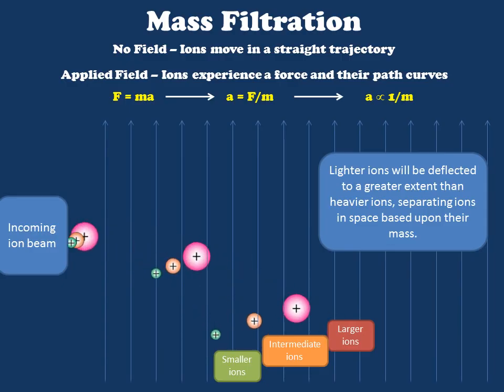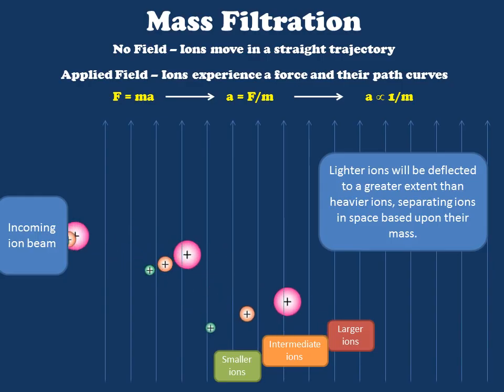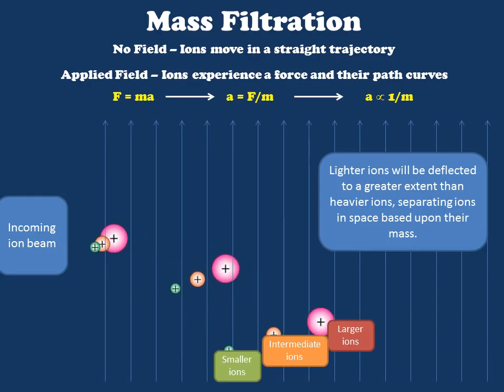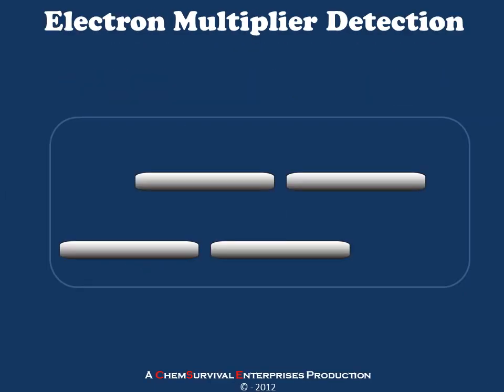So now that we have separated our ions in space, we need to bear the burden of detecting exactly where they have gone so that we can then back calculate their masses. One method of detection which is frequently used in mass spectrometry is the electron multiplier.